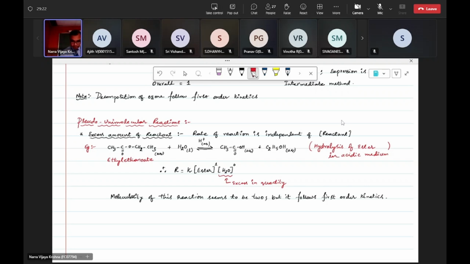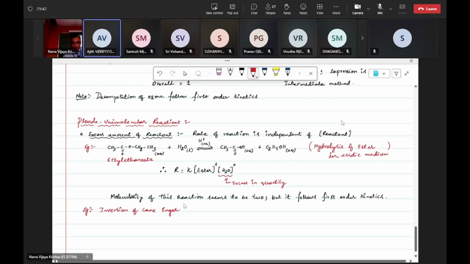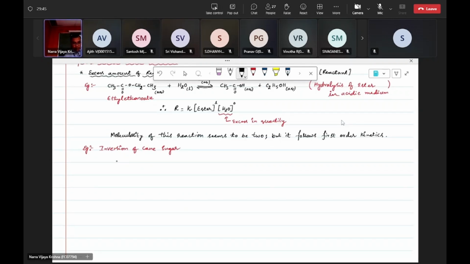I am taking one more example. Inversion of cane sugar. The sugar means sucrose. What is it? C12H22O11, aqueous. It will react with water in acidic medium to form glucose plus fructose. Glucose and fructose have the same formula.